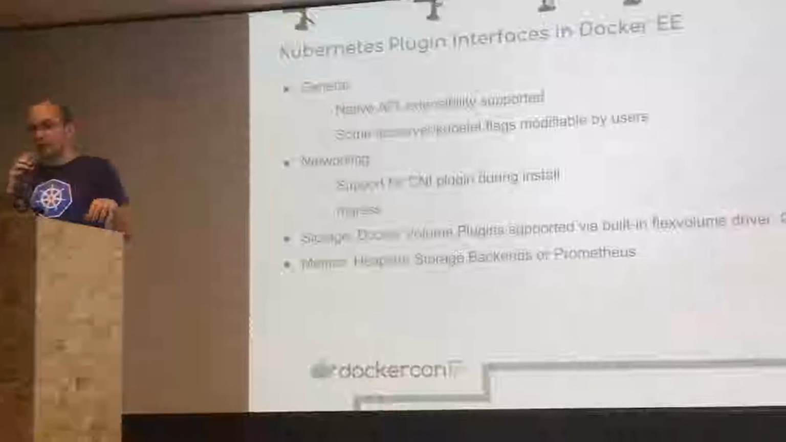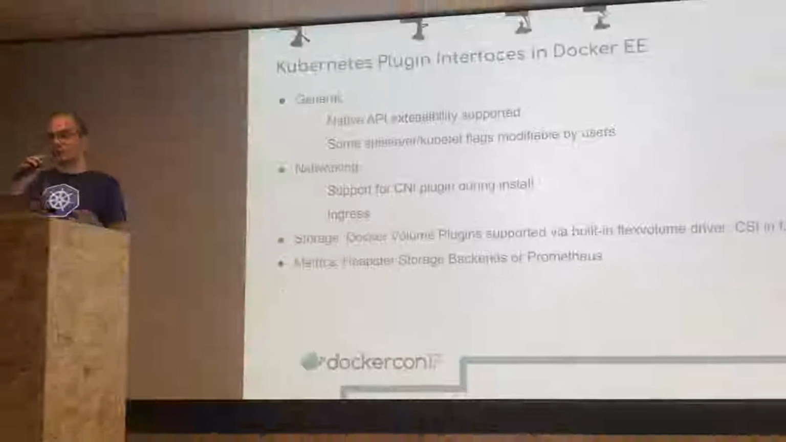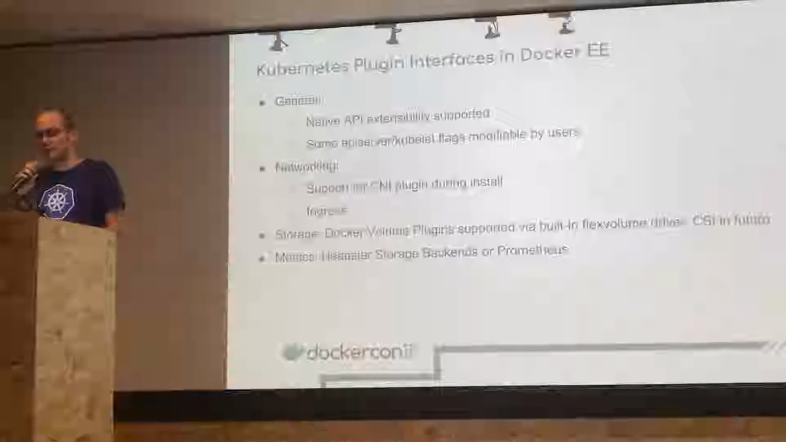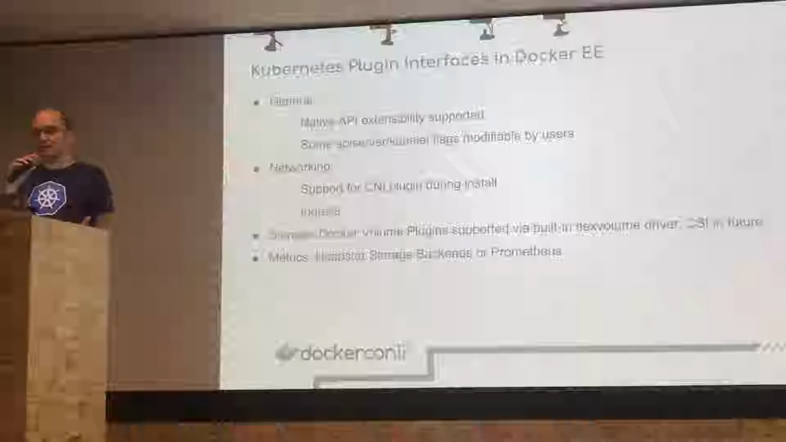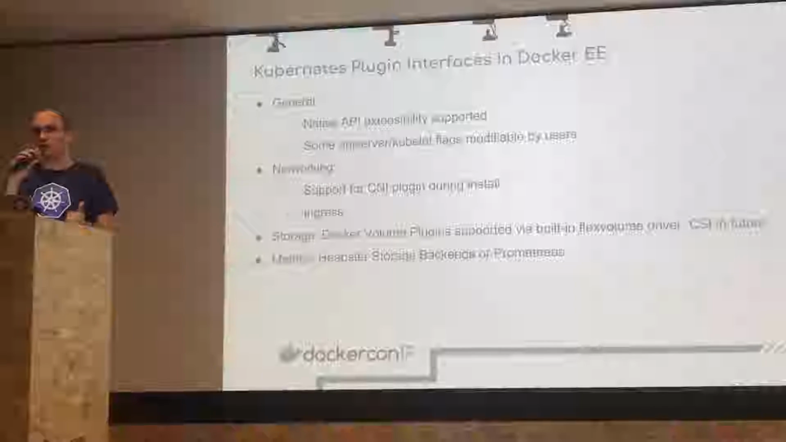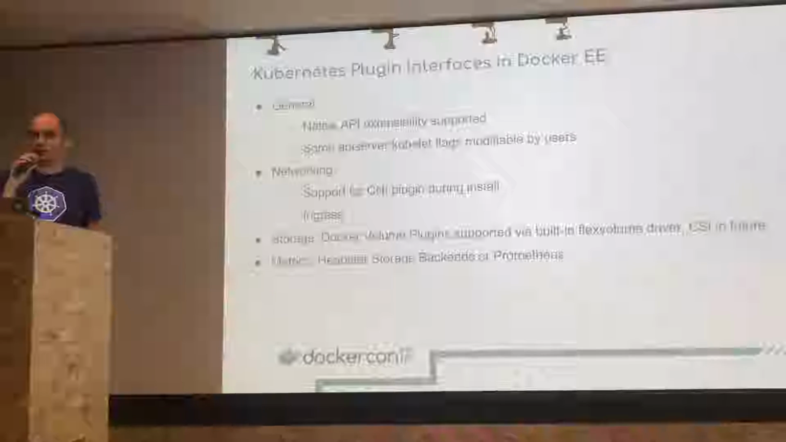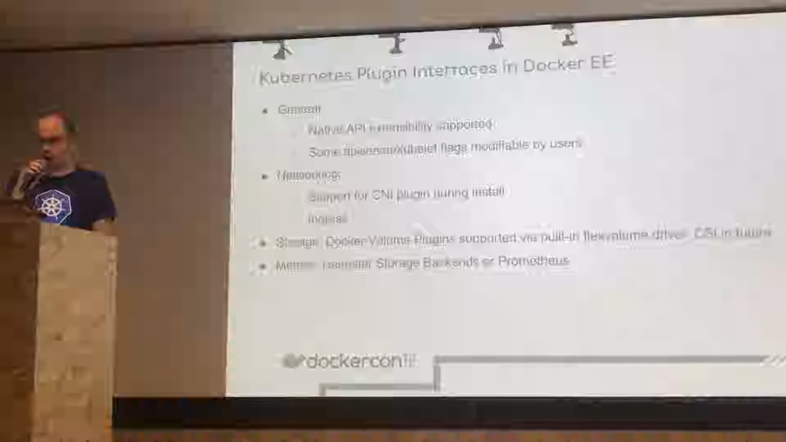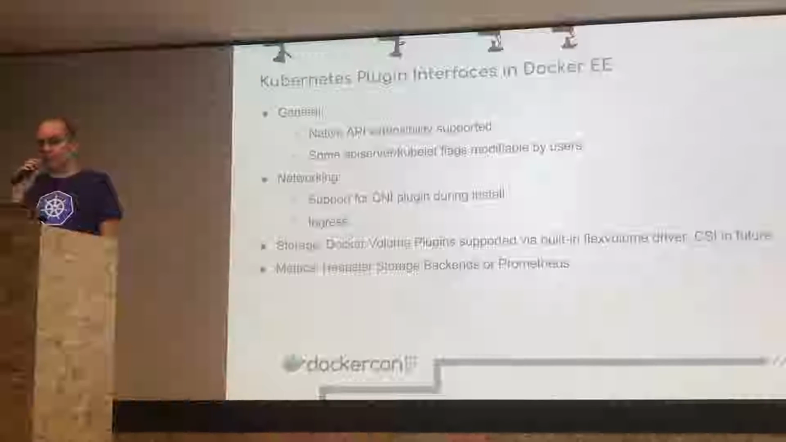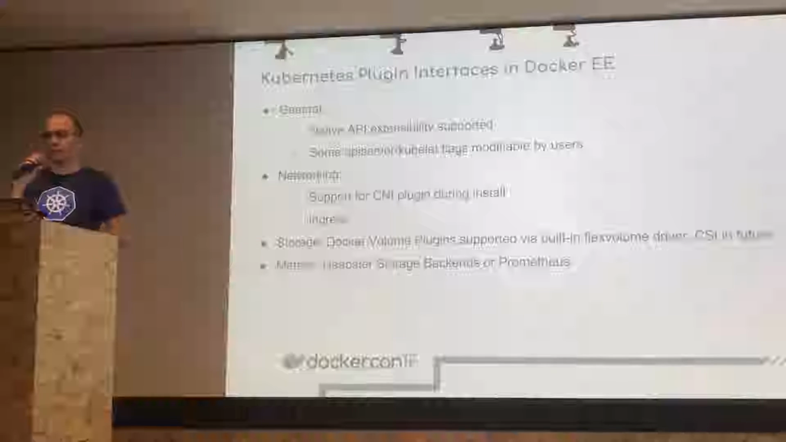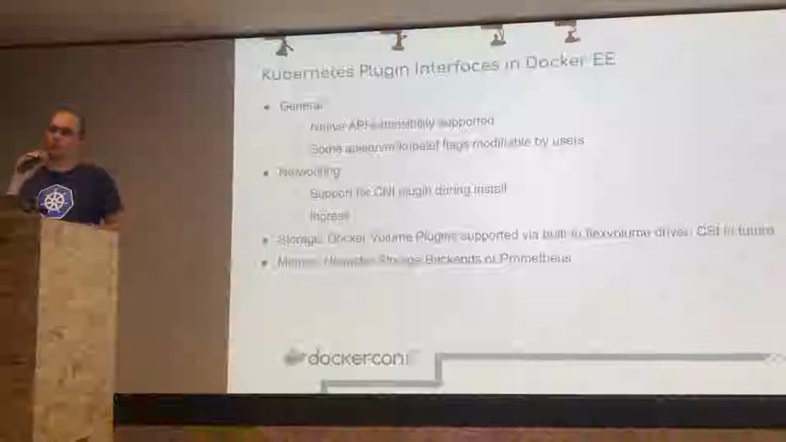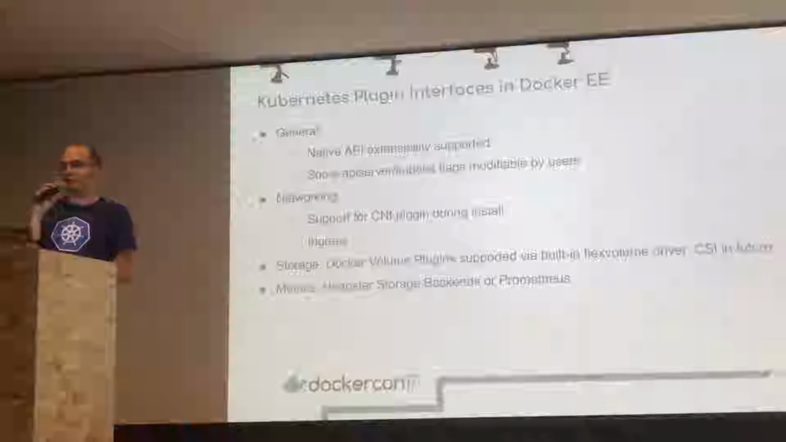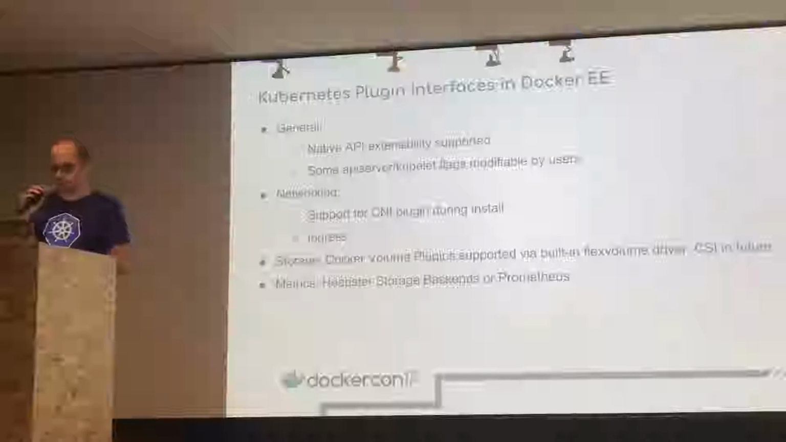All right, so the plugin interface is that we will support and expose with Docker Enterprise Edition. The Kubernetes interfaces would be the native API extensibility, meaning you can use custom resource definitions, you can plug in your own API in the same way that Kubernetes supports out of the box. Some of the Kubernetes components will have their flags actually exposed for users to modify. Not all of the flags will be available this way, but we're planning to expose most of them.